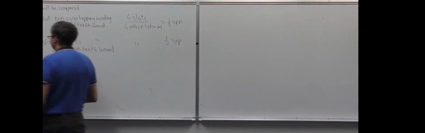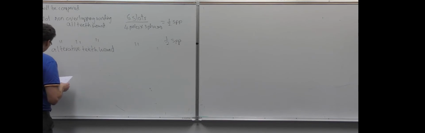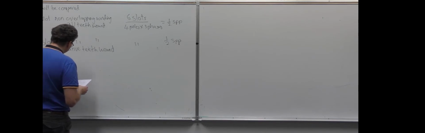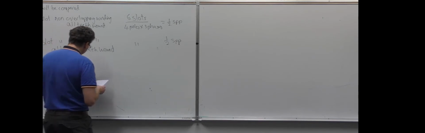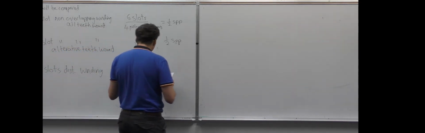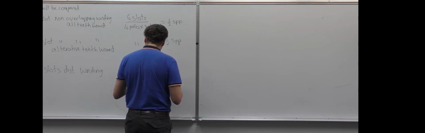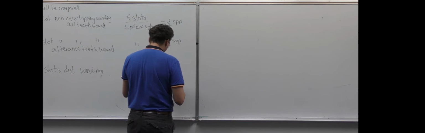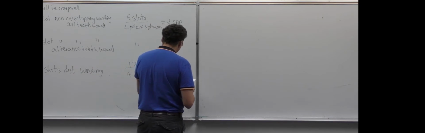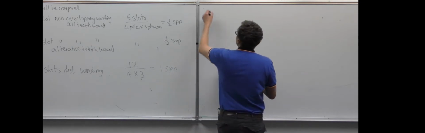And then option C is the 12 slot distributed winding, which has 12 over 4 poles times the 3 phases, so that gives the 1 slot per pole per phase. Okay, so let's see how this looks.